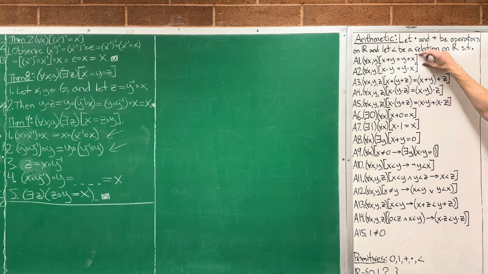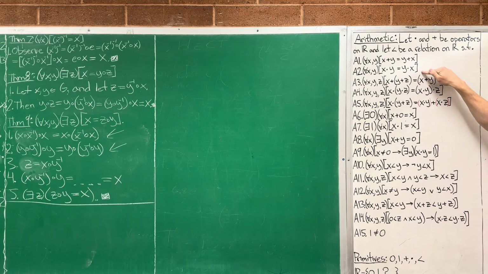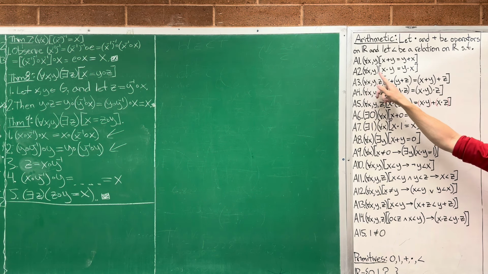So for all x and y, x plus y is equal to y plus x. Oh yay, we can swap terms. That's super useful. We call that the commutative property for plus, or the commutative property for addition. Next, same thing for multiplies. For all x and y, x times y is the same thing as y times x.